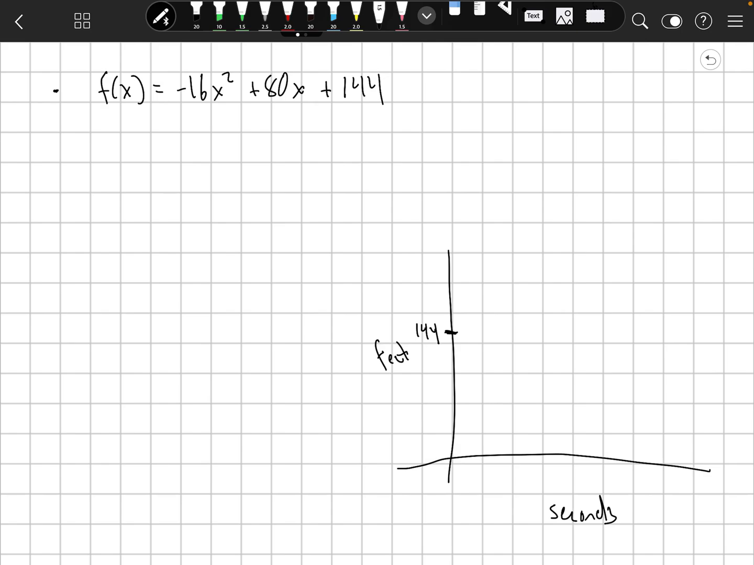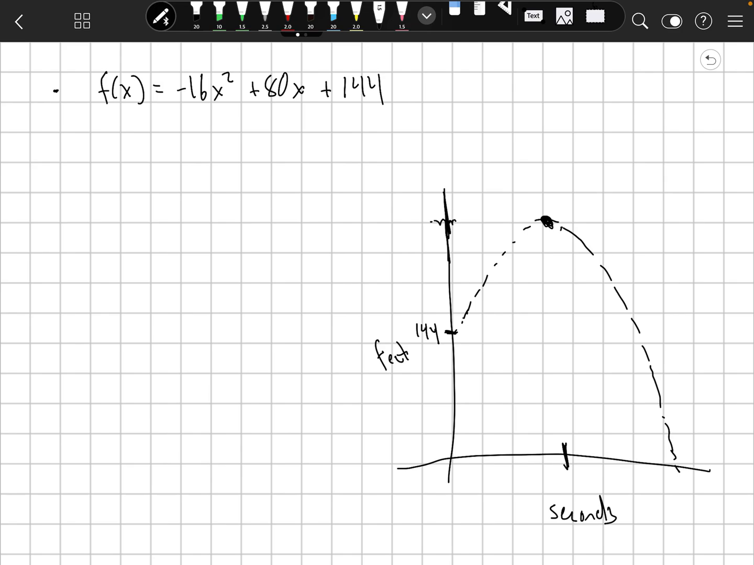And so my big question, I'm going to kind of sketch this. We know it's going to go kind of up like this and then come back down. And what I really want to know is this point right there, because that would tell me the maximum height, and it would also tell me how many seconds it took to reach the maximum height. So that's what we're shooting for. Let's see if we can do this.